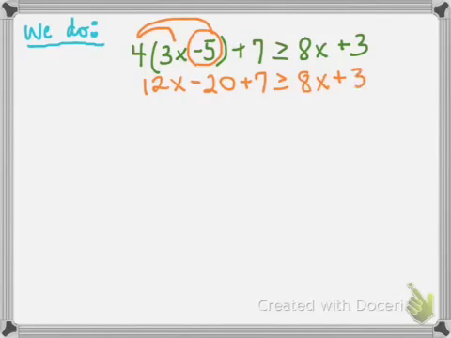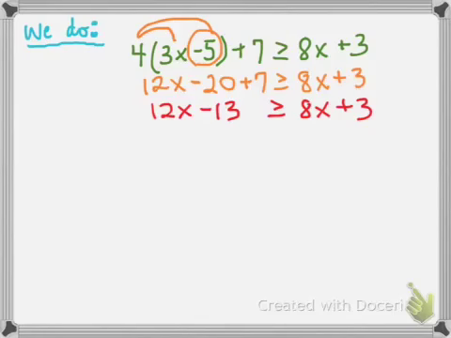So the next thing I want to do, if I can, is combine like terms. On the left side, I see that I can combine the negative 20 and the plus 7. So on the left side, it becomes 12x, and I know that negative 20 plus 7 is negative 13, but when I write it, I'm going to think of it as minus 13. So 12x minus 13. Bring down the rest of my inequality, 8x plus 3. And so now I'm at step 3.